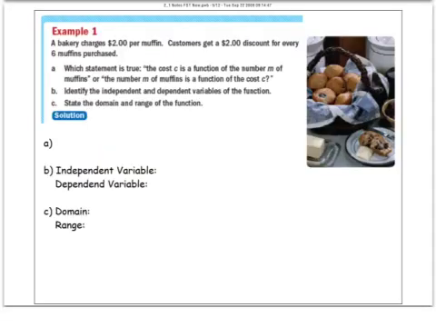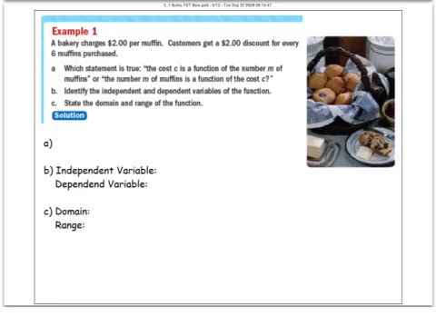Okay, let's get to another objective. This objective talks about defining independent and dependent variables. Remember, independent is the input or the x, dependent is the output or the y. Here's our scenario. A bakery charges $2 per muffin. Customers get a $2 discount for every 6 muffins purchased. Which statement is true to say?